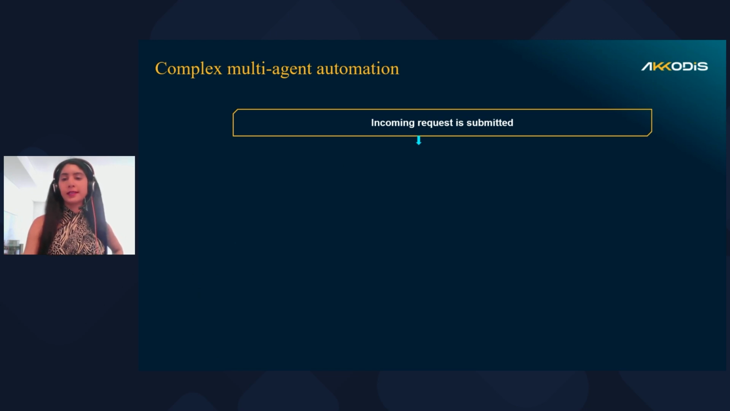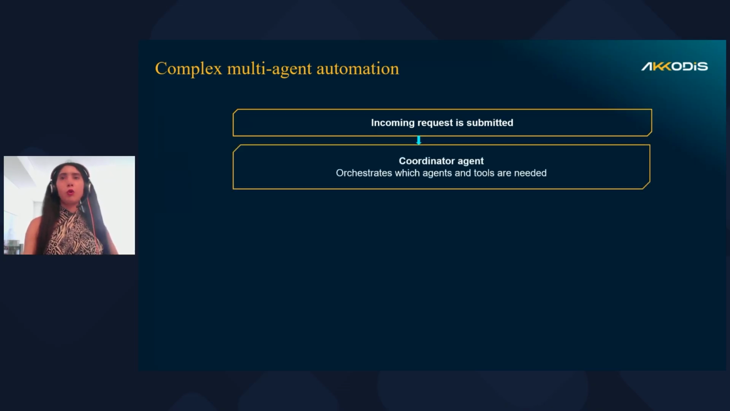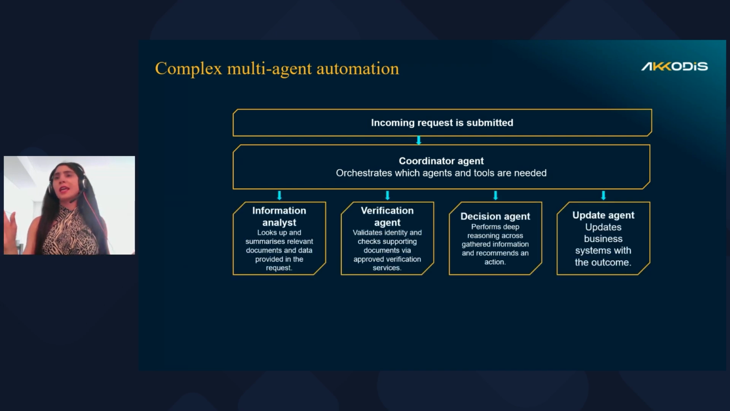So think about this. Let's say we've got an incoming request. It could be a form that's submitted, maybe a customer inquires about something. So let's say we've got this coordinator agent, which is the one that's going to be orchestrating all what needs to happen when this request comes through. That coordinator agent, you can use that as a way to decide which specialized agents then need to be involved. So think about it. Maybe it's got a team of mini workers under it. So it knows which ones it needs to go and call in the right scenario.